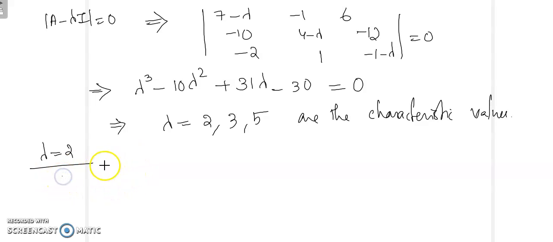So when lambda equal to 2, you have A minus 2I x equal to 0. So A minus 2I x equal to 0 will be, so take, subtract 2 from the diagonal element. So you will get minus 5, 1, 6, then minus 10, 2, then minus 12, then minus 2, 1 and minus 3 there.